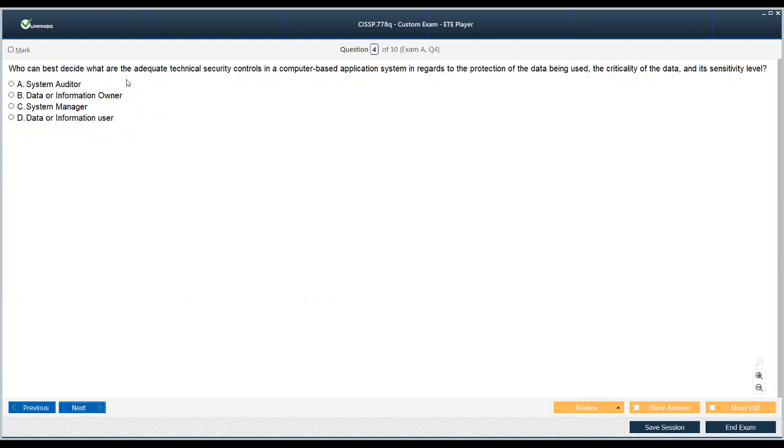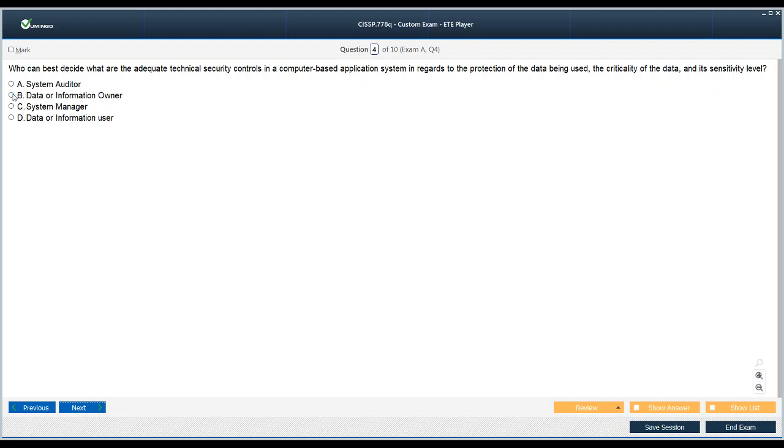Who can best decide what are the adequate technical security controls in a computer-based application system in regards to the protection of the data being used, the criticality of the data, and its sensitivity level? The options are A, system auditor, B, data or information owner, C, system manager, D, data or information user. Which one of these is the right answer? What do you think? Which one should I select? A, B, C, or D?